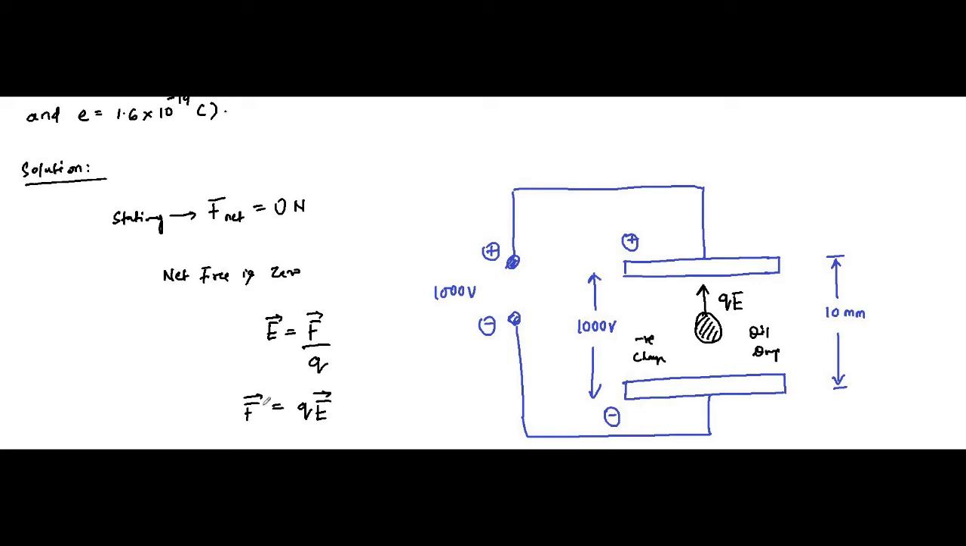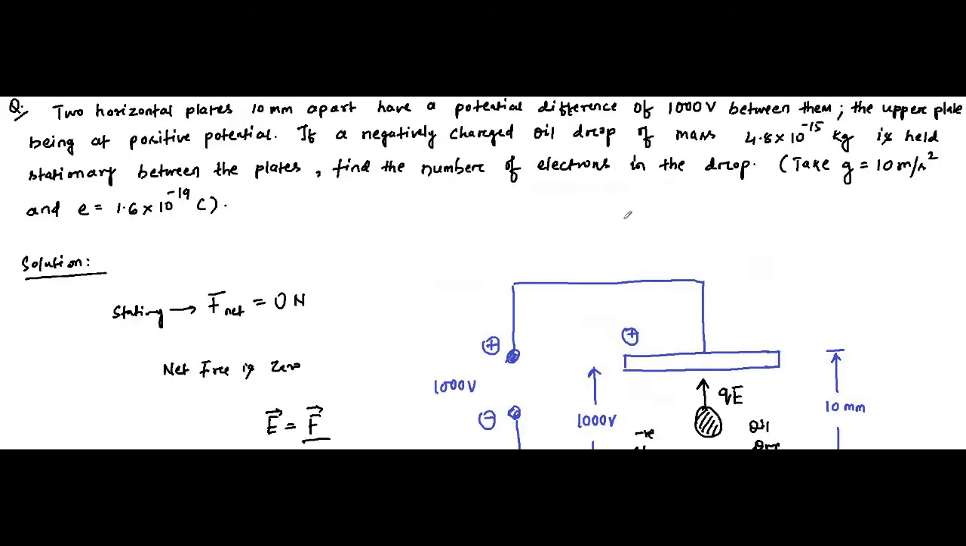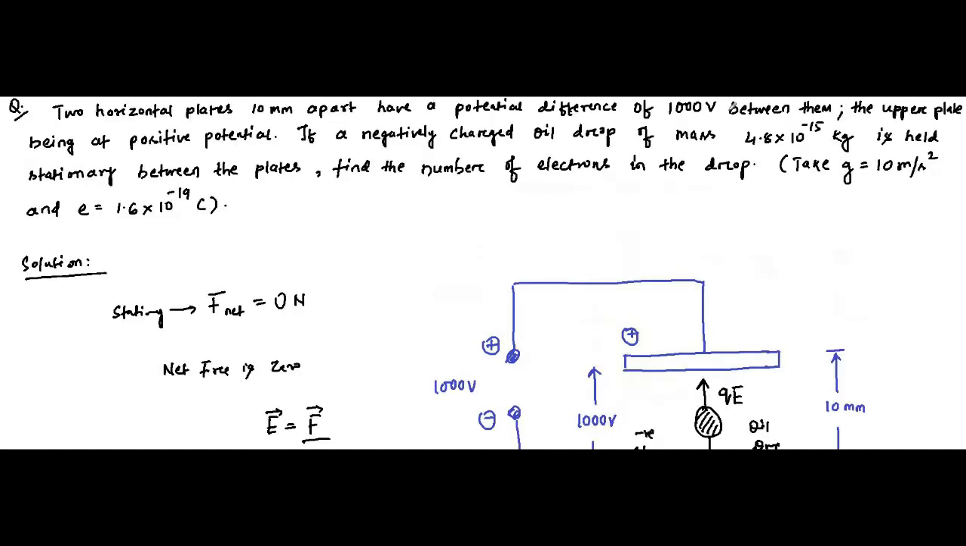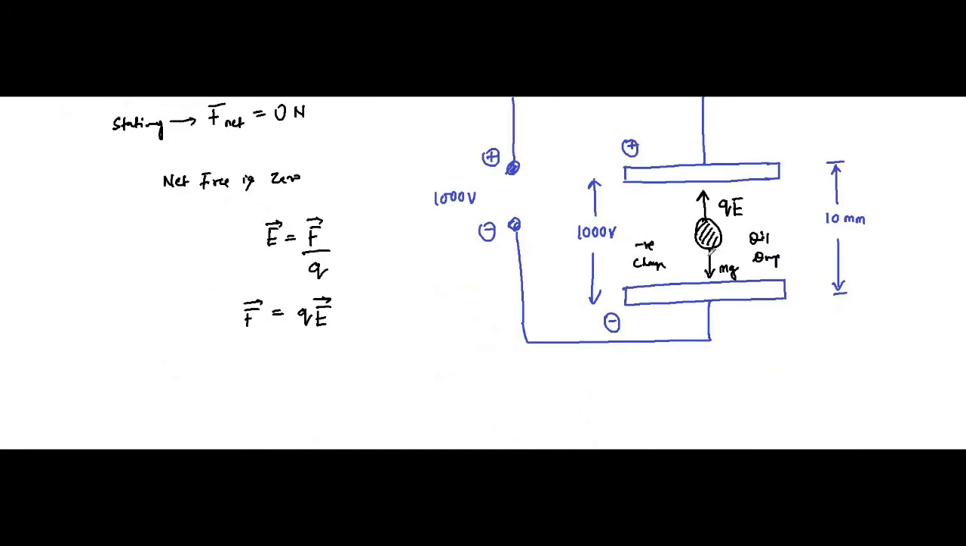So this will be the electric force acting on it, and then because of the mass of the drop, there will be a downward force acting on it, which is the gravity force mg, where the mass is this much, 4.8 into 10 to the power minus 15 kg, mass of the oil drop. Okay. So as this oil drop is stationary, it means net force is 0, which means the electric force and the gravity force exactly balance each other out. They are equal in magnitude, opposite in direction.